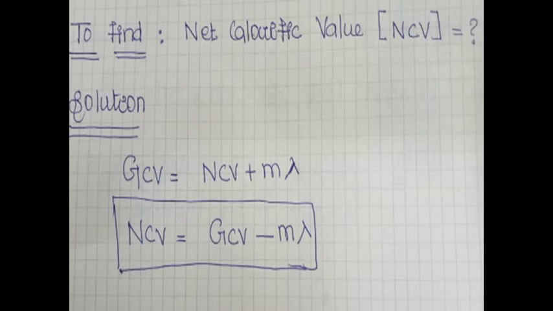Solution part. What is the relation between GCV and NCV? GCV is equal to NCV plus m lambda. From that we want to calculate the NCV value. NCV is equal to GCV minus m lambda. In this expression, NCV is net calorific value, GCV is gross calorific value, m is mass of water produced in kg, and lambda is latent heat of water vapor.